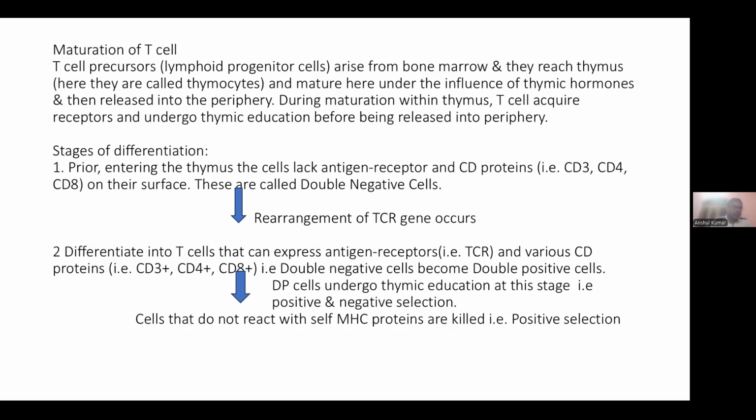Now here, CD4 plus and CD8 plus cells that do not react with self-MHC proteins are killed. That is, there is a positive selection. Here, what happens is that the DP cells undergo thymic education at this stage, that is, positive and negative selection.